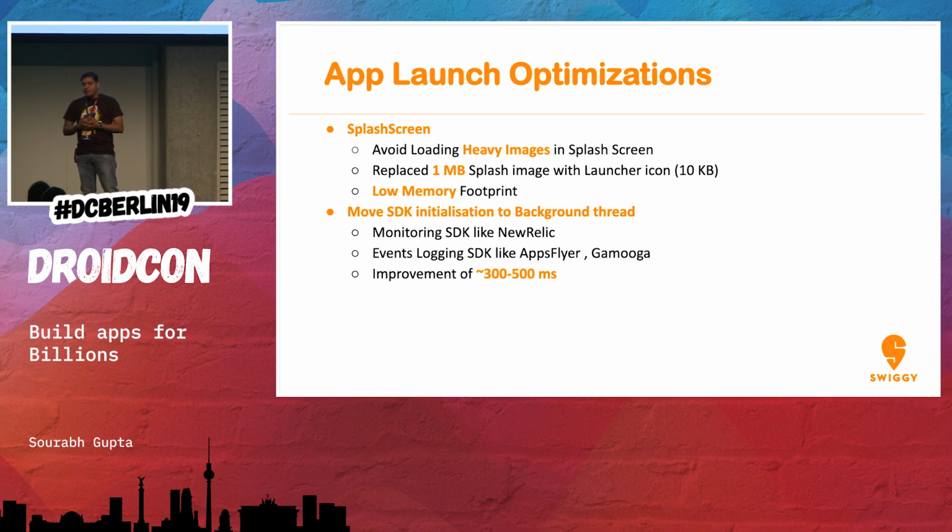We have migrated all our SDK initialization to the background. When we did this, we figured out that the Facebook SDK was auto-initializing and causing a 200 millisecond delay in the main thread, so we migrated it to the background. We migrated Fabric to the background, which gave us a 250 millisecond improvement. We migrated all other third-party SDKs, like New Relic for monitoring and AppsFlyer. We have seen an improvement of 300 to 500 milliseconds just by migrating all these. There has been no drop in tracking or any issue presently from moving them to the background thread.